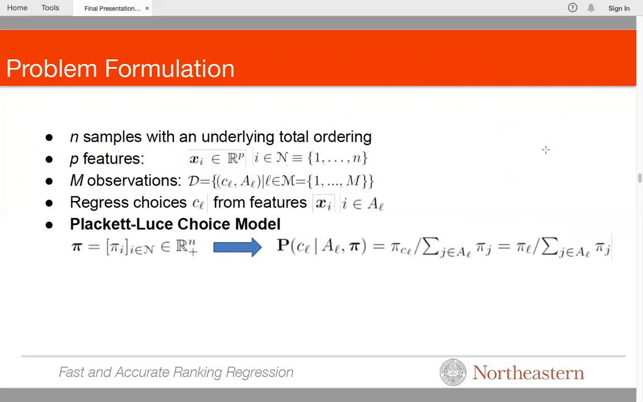As we said before, the Plackett-Luce model in this setting asserts that each sample is associated with a positive scalar score pi_i, and the probability of making the choice c_l out of A_l is proportional to pi_{c_l}, normalized by the sum of the scores in the set of alternatives. The Plackett-Luce choice model immediately also extends to rankings, where we want to rank rather than make a maximal choice. In this setting, ranking k samples is equivalent to choosing the first one out of all samples, then the second one out of the remaining samples, and so on in an iterative manner.